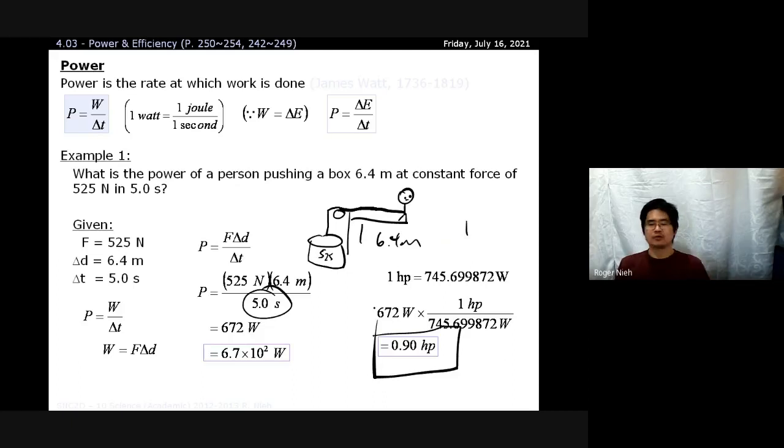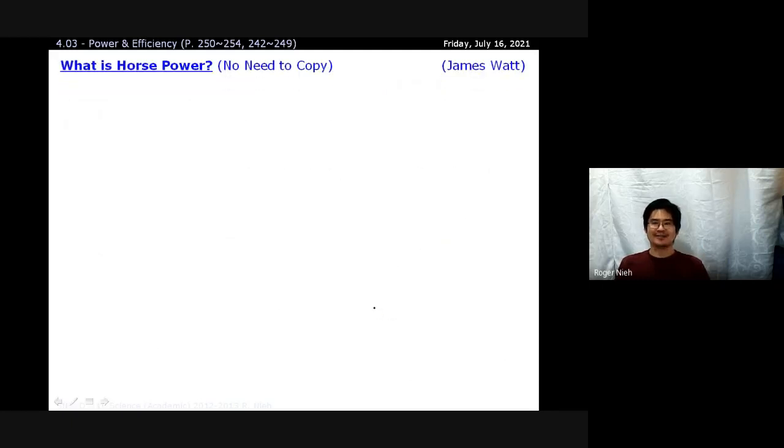The definition of horsepower is the amount of power output by a horse if the horse had to pull something all day long without getting tired. And that's the value of 1 horsepower. This was first researched by, guess who? James Watt. There you go. That's where the watt originated from.